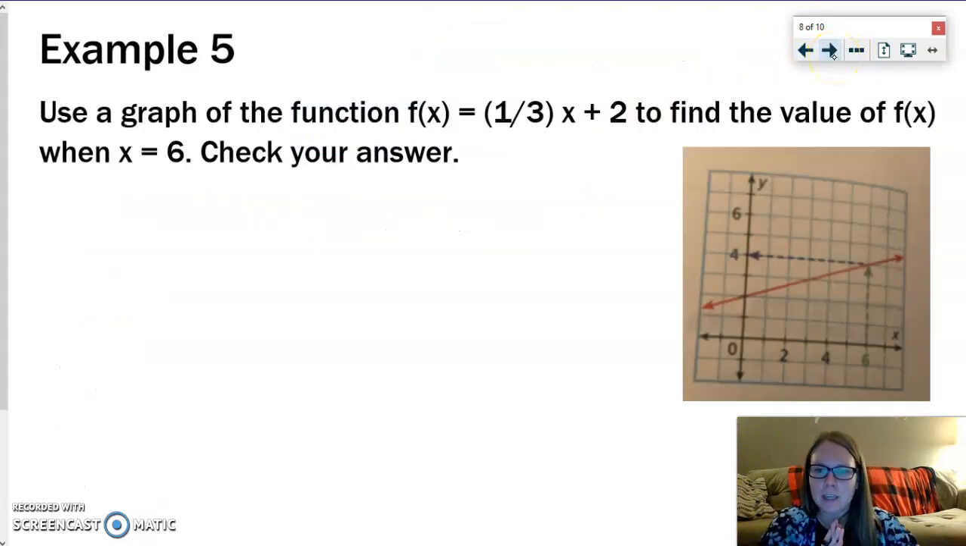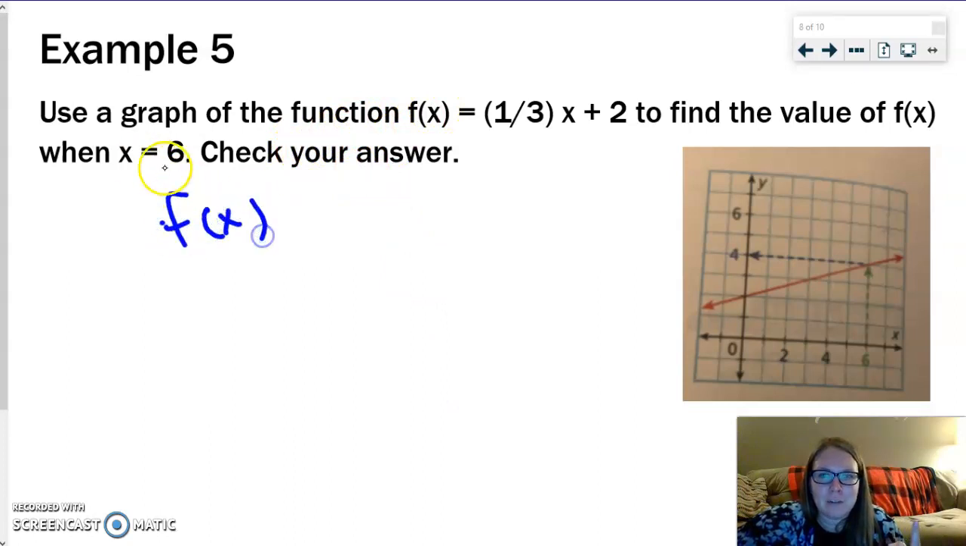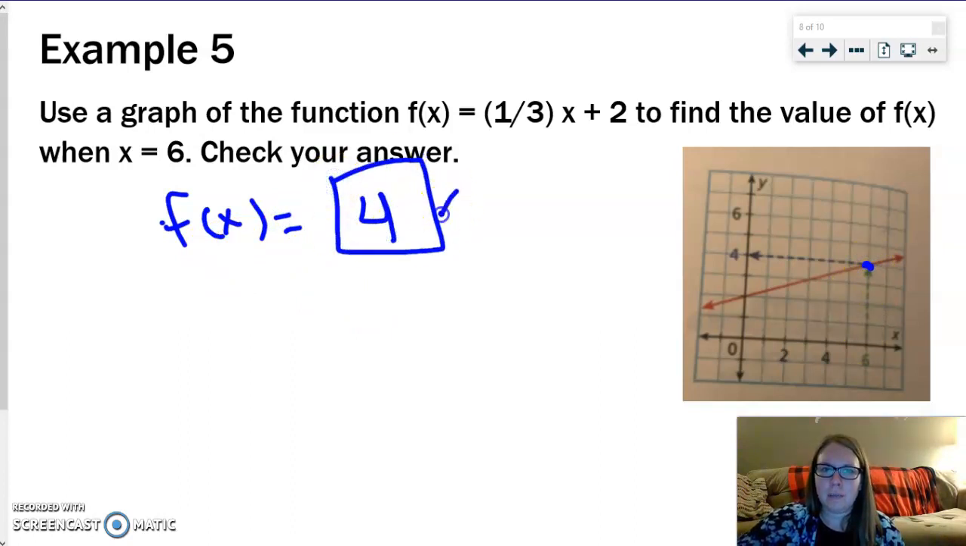The last one, I should be able to get to this pretty quickly, so listen carefully. It gives me the graph. It says use the graph of the function to find the value of f of x when x equals 6. So sometimes they might ask you to analyze these graphs. They gave me the equation, but really they just want to know what is f of x when x equals 6. So if I looked at my table and I went over to 6 and I went up, I noticed that f of x then is 4. And you can always check that by plugging the 6 back into this equation and seeing, do you get a 4?